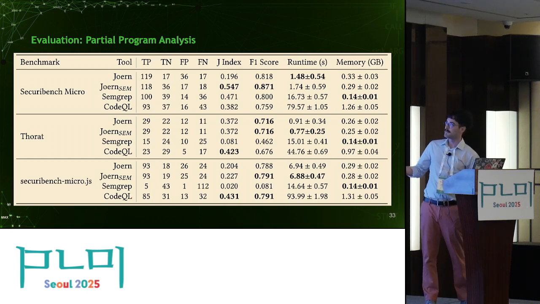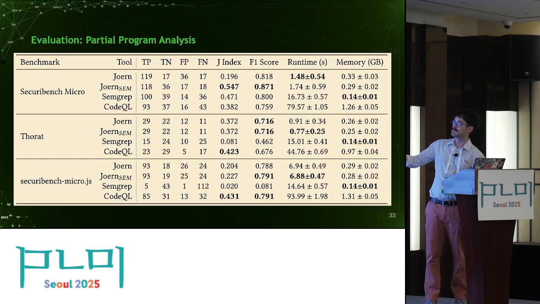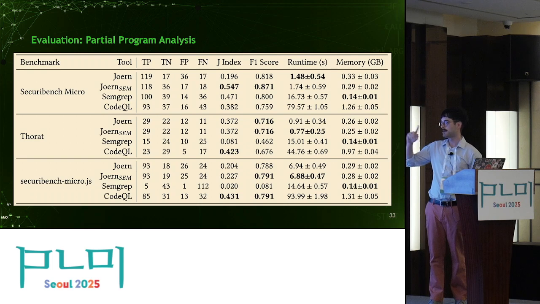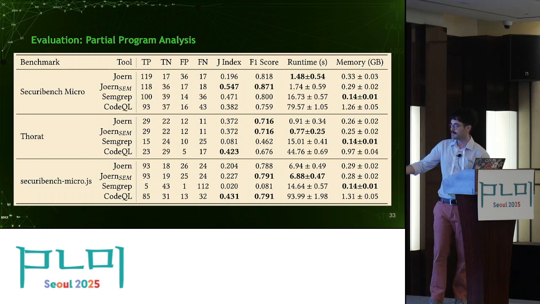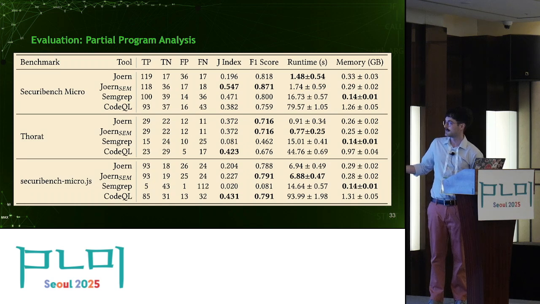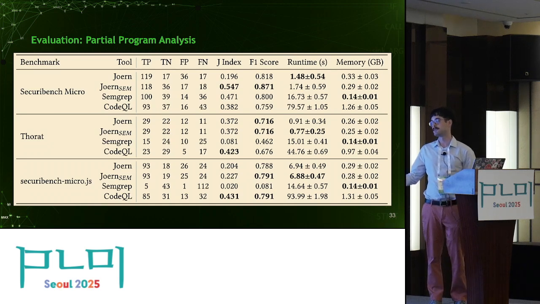Next, for Python, on the second row, we have larger recall, but far less precision. The precision you can refer to the J-index, as we have much more false signal. But again, CodeQL is a bit more precise here, and Joern is the fastest, and semgrep is the least precise, uses less memory. Then with JavaScript, we see that, again, CodeQL has equivalent recall and better precision, but we're still faster and use more memory.